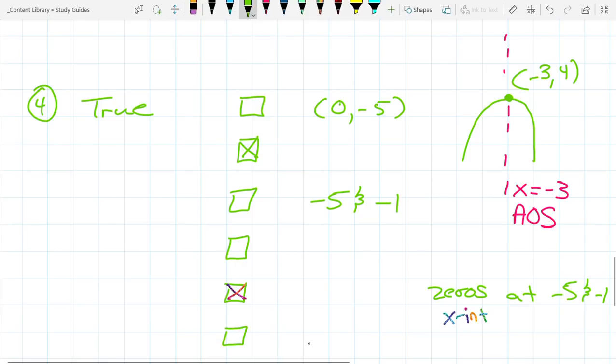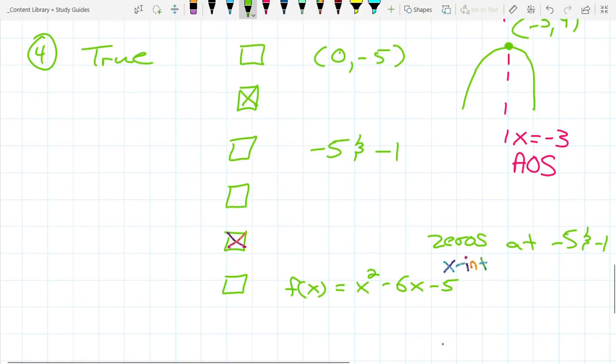And then the next box, it says this graph is the function x squared minus 6x minus 5. So to do this one, we're going to have to do a little bit of work, but let's do the easy steps first. We know that if we're in standard form, our last number is the y-intercept. And if you look at your picture, we said the y-intercept is a -5.